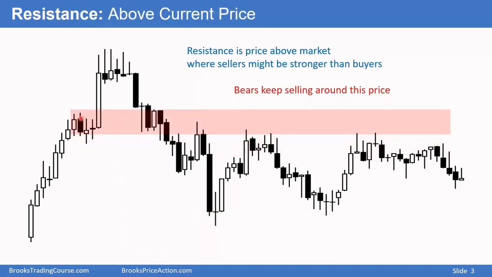And bears keep selling around this price. They sold here, they sold here, they sold here, they sold here, and chances are, when the market gets near this zone again, they'll sell. It doesn't matter what the price is. You don't even have to know why the market might be selling there. All you have to know is every time it gets to this price level, the market has a hard time getting through it. This price level is resisting rallies, therefore it's resistance.